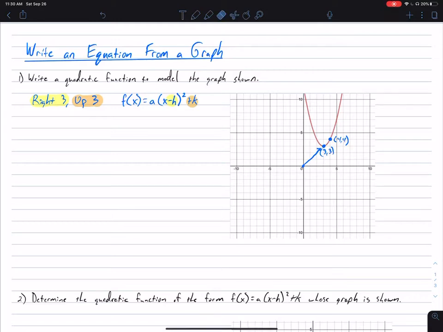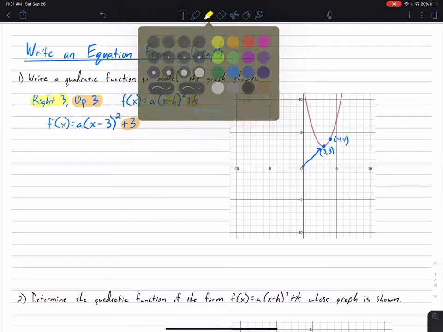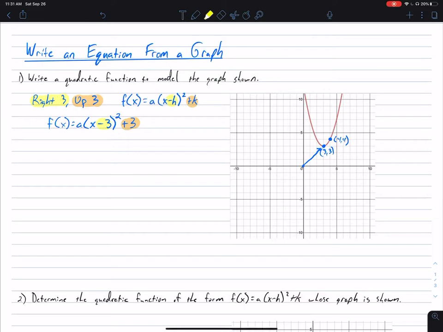So f of x is going to be equal to a times x. Now, since I'm going right 3, remember it's the opposite of what we would think. If it's going right, we're subtracting that number. So that's minus 3. Keep the squared, that's not going to change. And then if we're going up 3 places, we're going to finish that with a plus 3. So those numbers are determined, those are color coordinated.